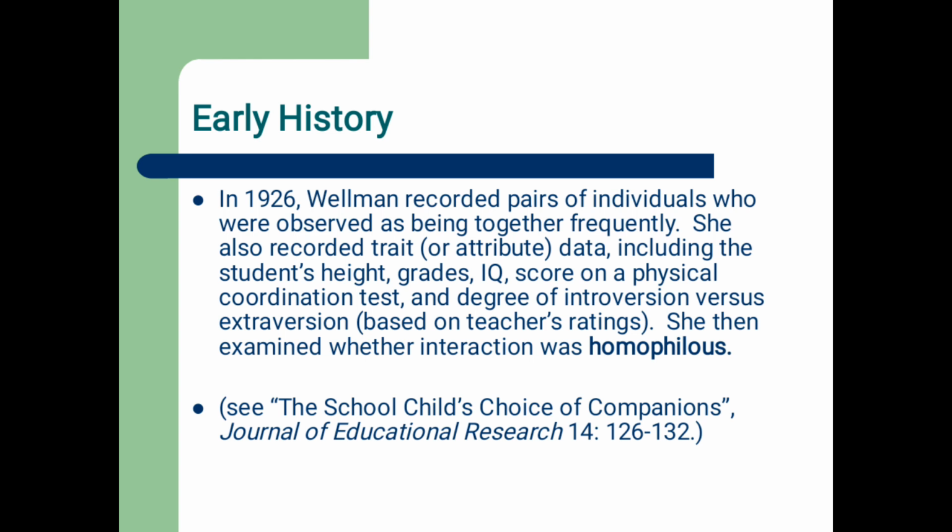In 1926, Wellman recorded pairs of individuals who were observed as being together frequently. She also recorded trait or attribute data, including the student's height, grades, IQ, score on a physical coordination test, and degree of introversion versus extraversion based on teachers' ratings. She then examined whether interaction was homophilous.